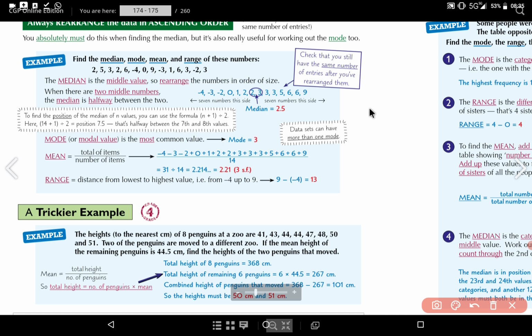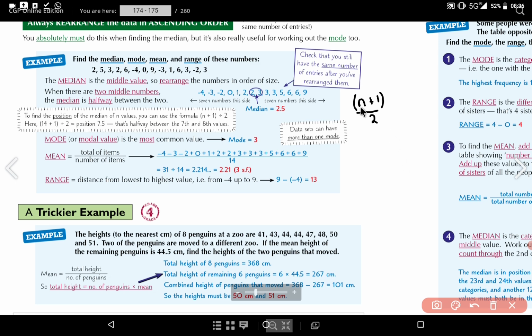You might be asked to find the position of the median. Let's see how we can do that. It's given by the formula n plus 1, divided by 2. So this gives us the position of the median.